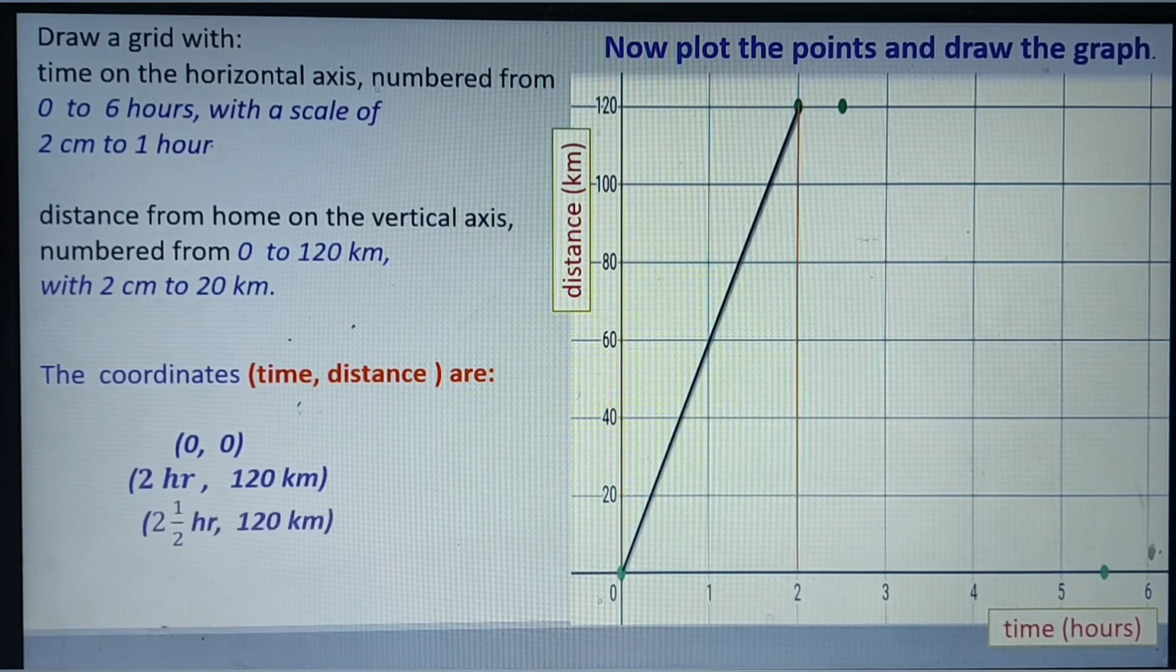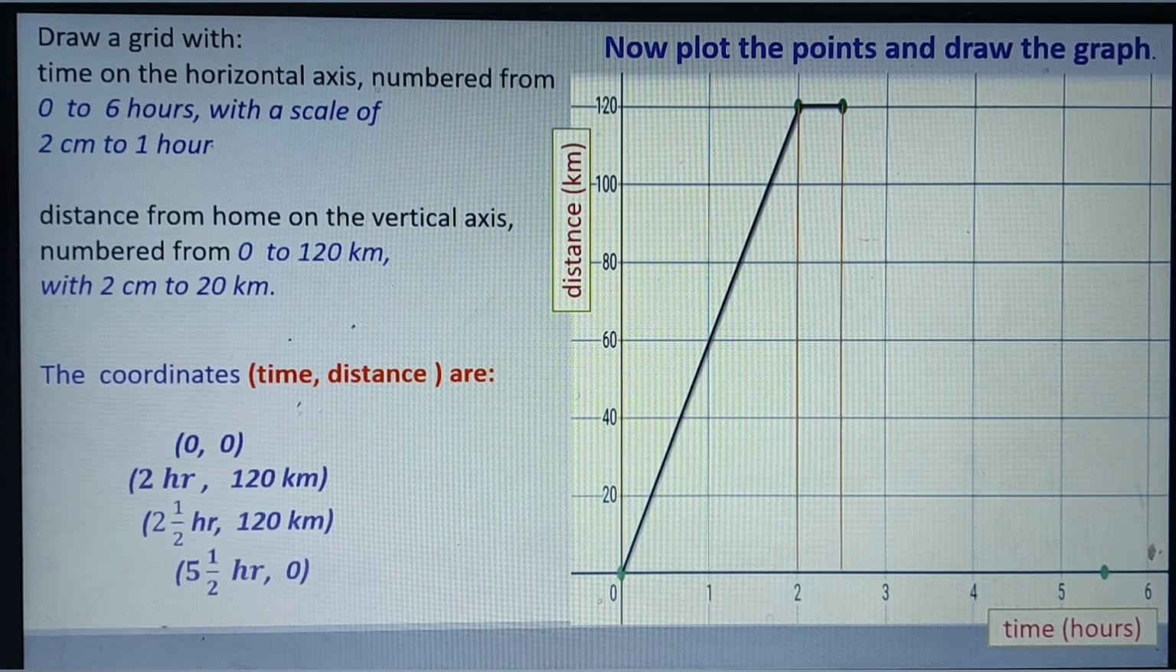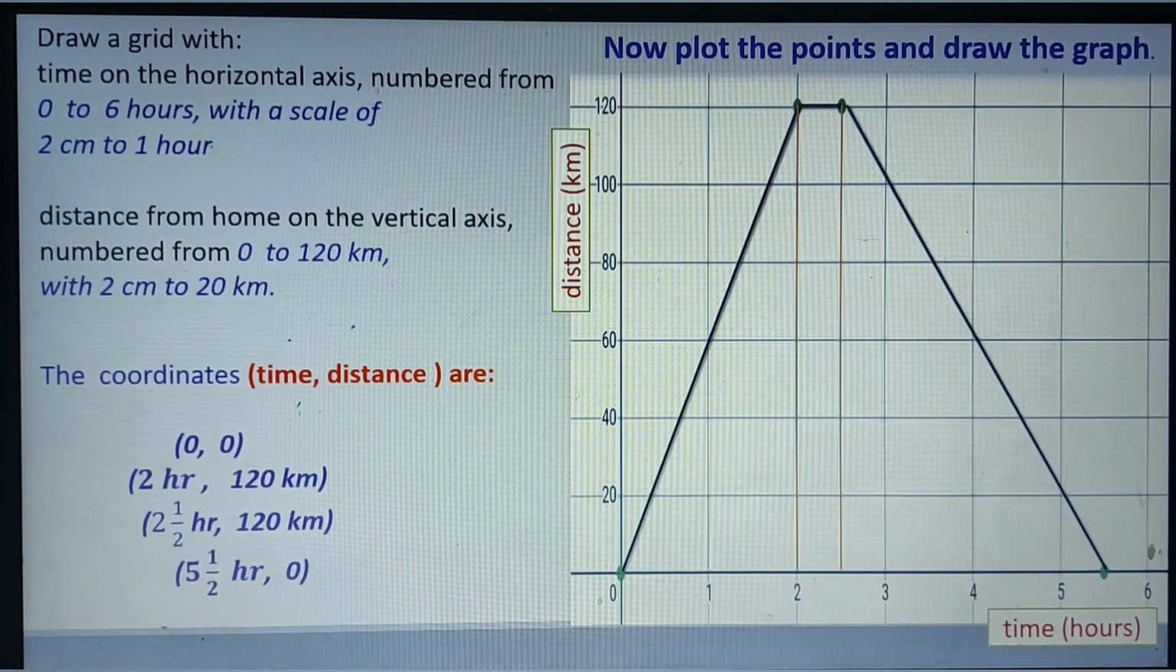So the next coordinates, 2.5 hours and 120 kilometers. So a distance of 120 kilometers was covered in 2.5 hours. That's what is shown there. Then finally, no distance was covered, and the total time taken for the journey is 5.5 hours. So we have this. The most important thing here is to get the time distance coordinates. If you're able to get them, you'll be able to draw a distance time graph as shown here.